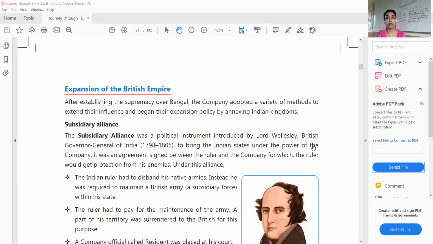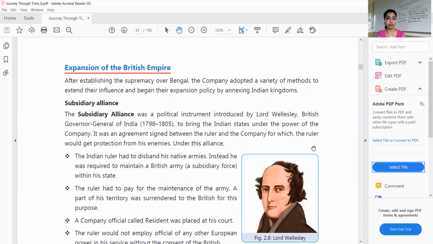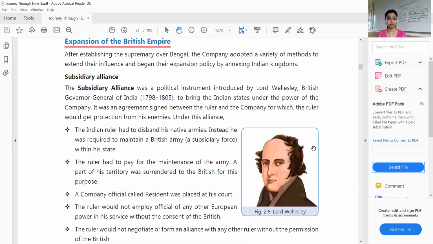Now, what are the agreements or rules that were laid down under the subsidiary alliance? Let's see. If you look into the agreements, you will get to know how much the British controlled the rulers, how much they did just to have sole control over the entire country. What are the different methods they treacherously introduced? So one was the subsidiary alliance.